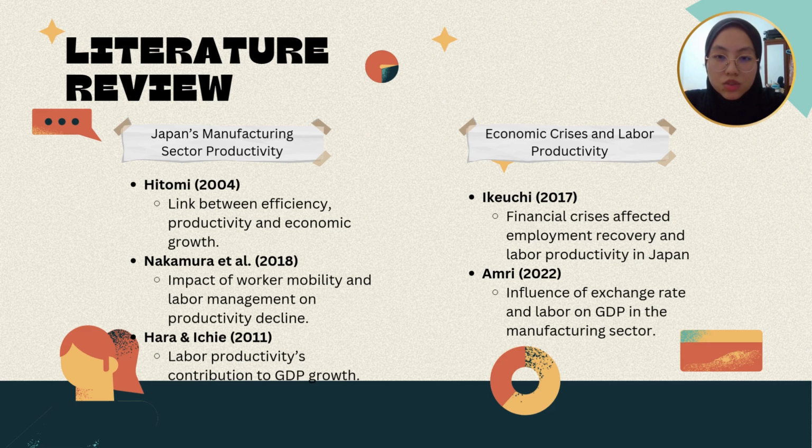According to Hitomi in 2004, productivity improvement in Japan's manufacturing sector contributed significantly to its GDP growth. This study highlights that productivity has been one of the main drivers of economic expansion in this sector. Nakamura took a different approach and focused on challenges Japan faced due to its aging workforce. As the workforce ages, labor productivity can decline, affecting economic performance in manufacturing. In 2011, Hara and Ichi pointed out that there are inefficiencies in the labor market that slow down productivity. This inefficiency must be addressed to improve overall economic output.